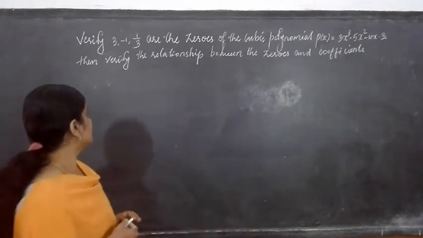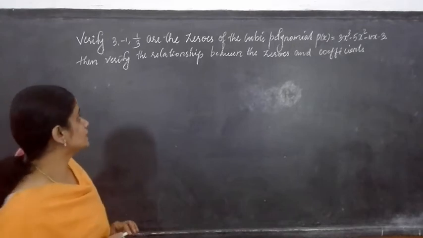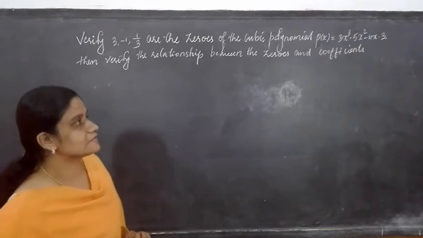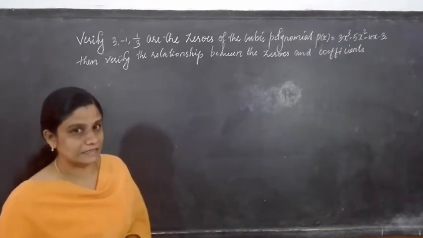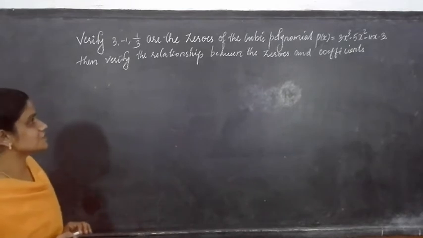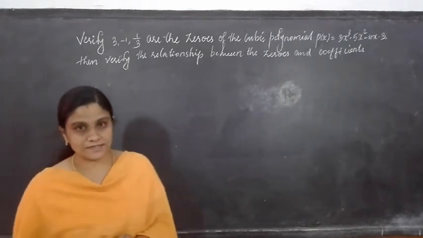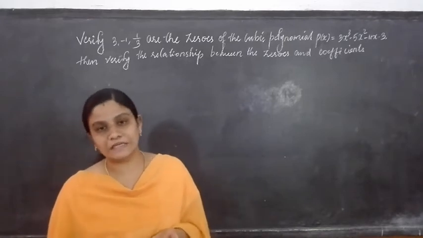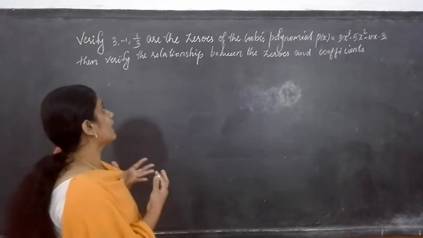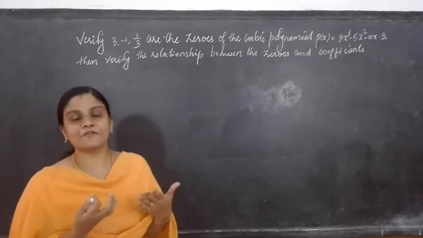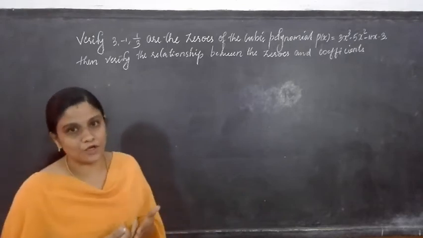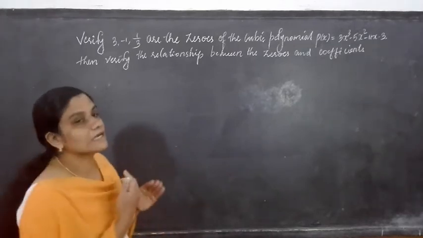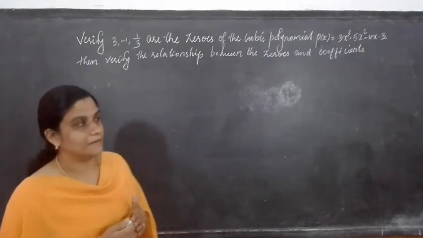Verify that 3, negative 1, 1 by 3 are the zeros of the cubic polynomial p of x is equal to 3x cubed minus 5x square minus 11x minus 3, and then verify the relationship between the zeros and the coefficients. In the case of a quadratic polynomial, we found the zeros using the splitting the middle term method. But here they have given you three numbers. You have to check whether they are the zeros of the given polynomial. If they are zeros of the polynomial, then we have to verify the relationship also.